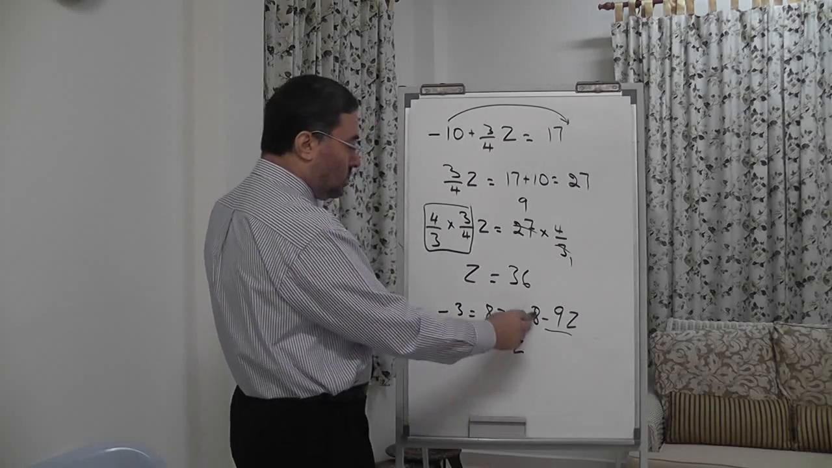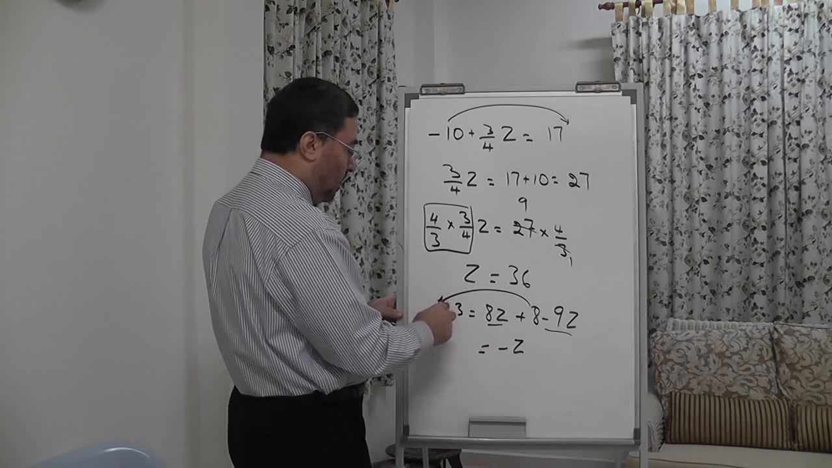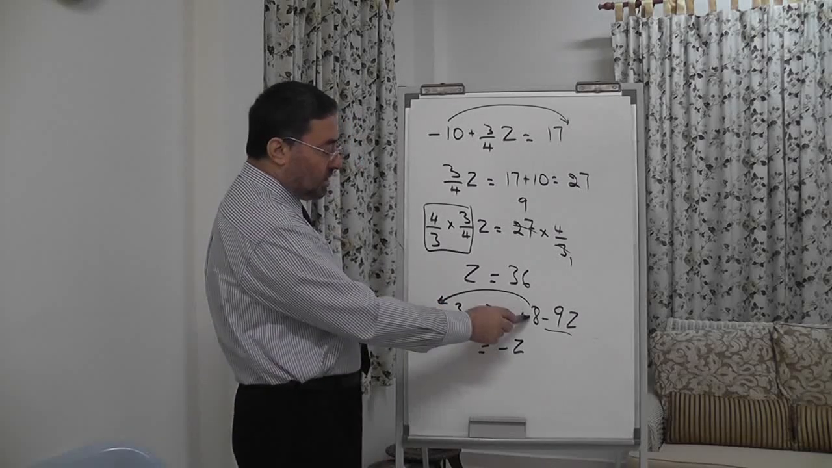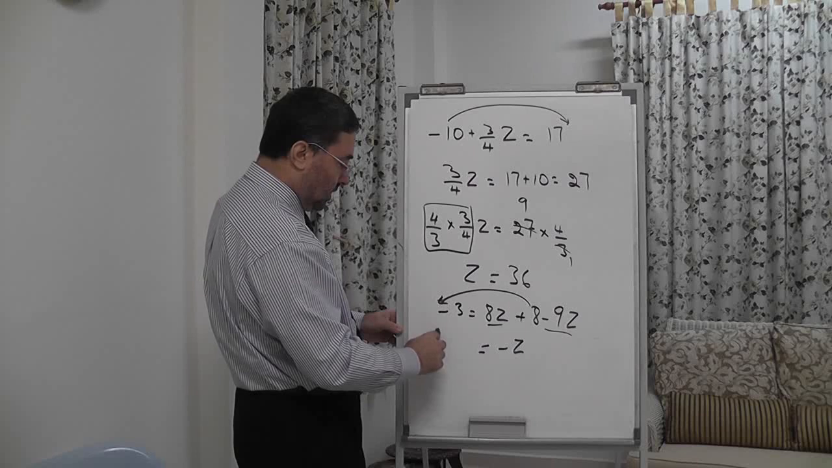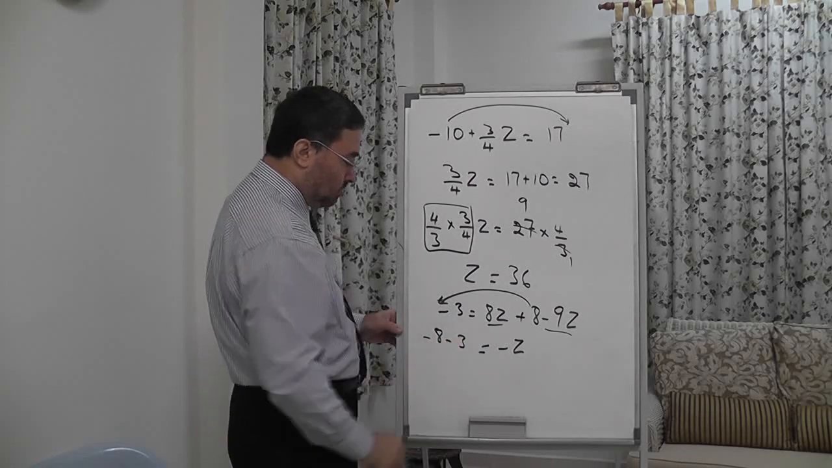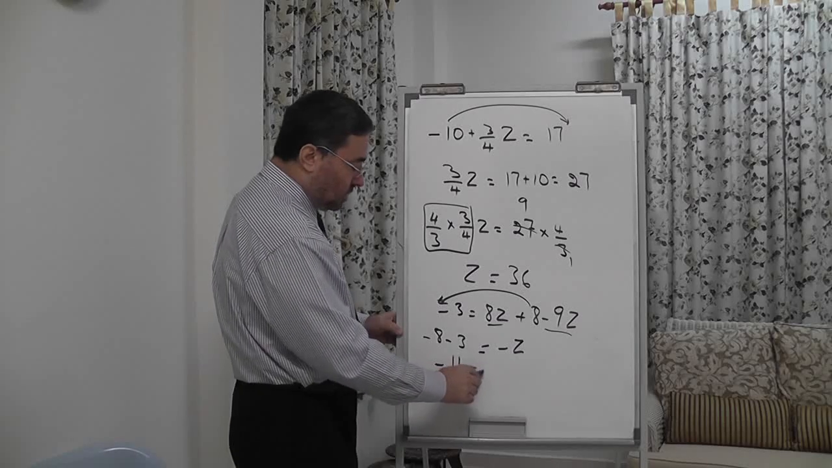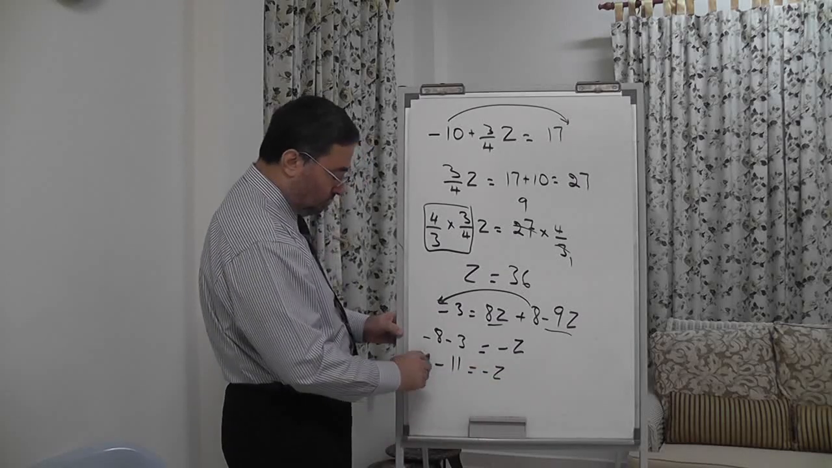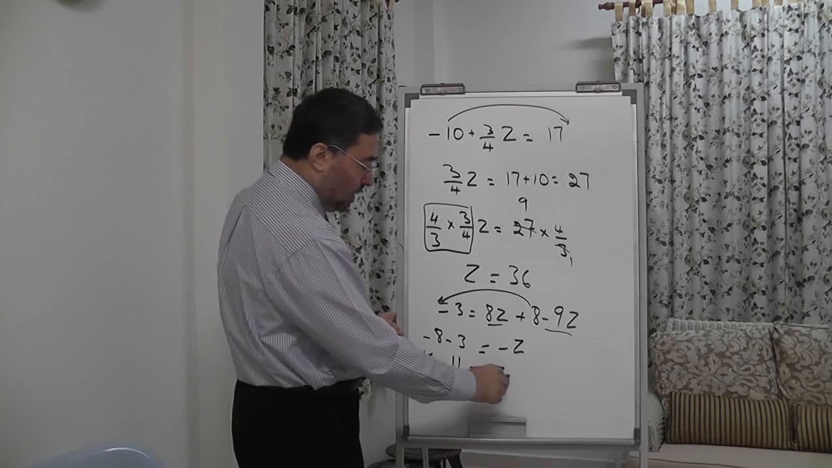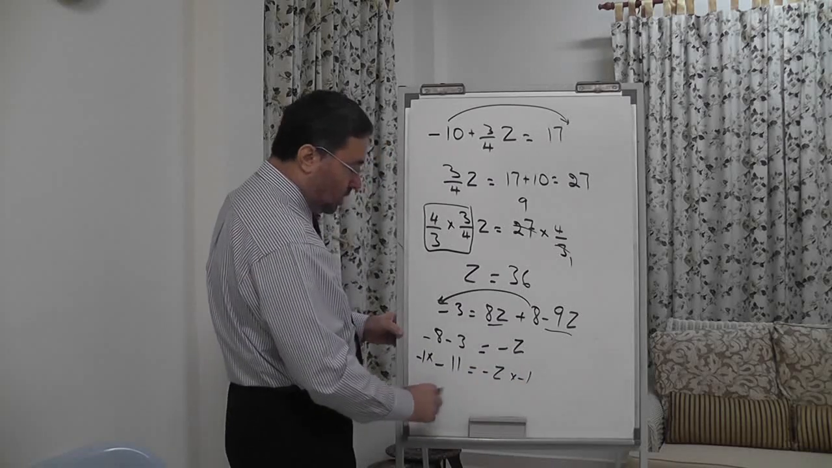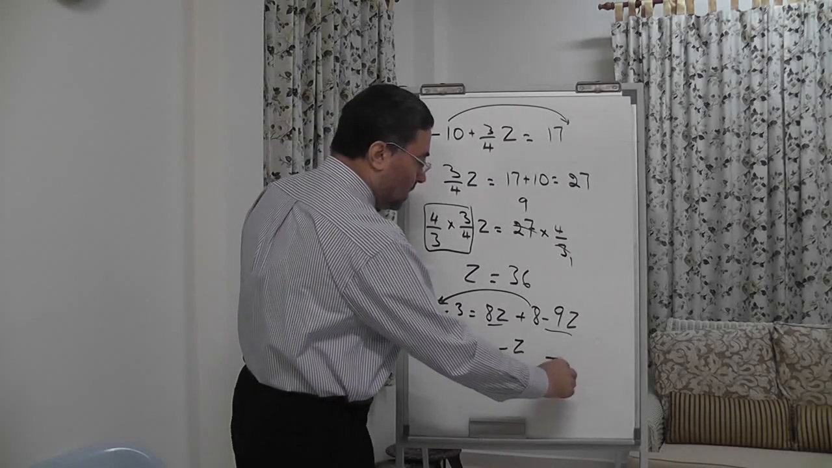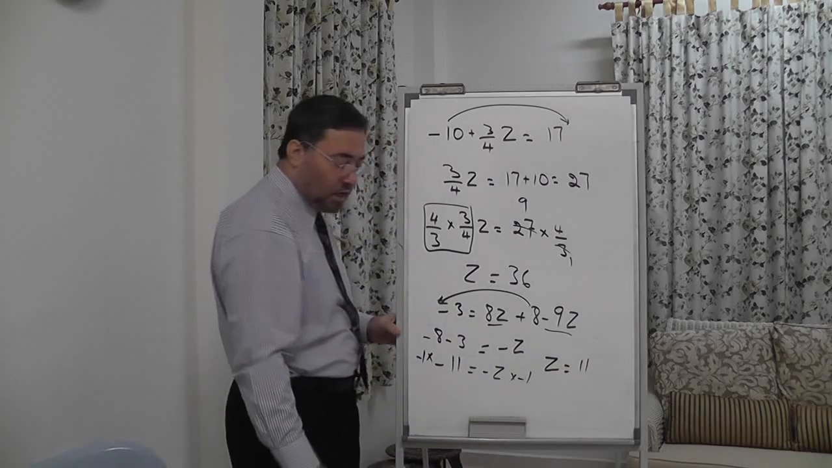On the other side, we get the 8 here, and this becomes minus 8. So we will have minus 8 and minus 3. These two combine, and we get minus 11 is equal to minus z. We multiply both sides by minus 1, and we get z is equal to positive 11.